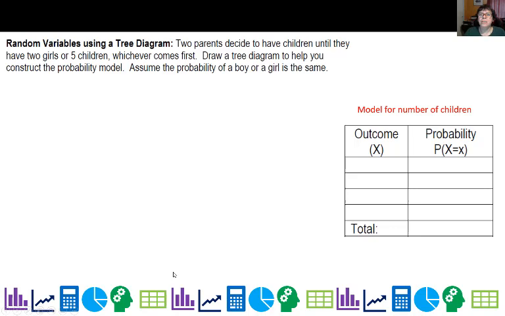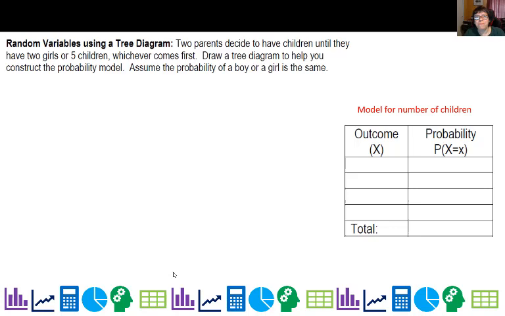Okay, so now we're going to come to a really interesting problem. Two parents decide to have children until they have two girls, or, because you never know, you don't want a dozen boys, not that I don't like boys, but a dozen's a lot of kids, right? So they said, we're going to try for two girls or five kids. We're going to stop after the fifth one, no matter what we get.